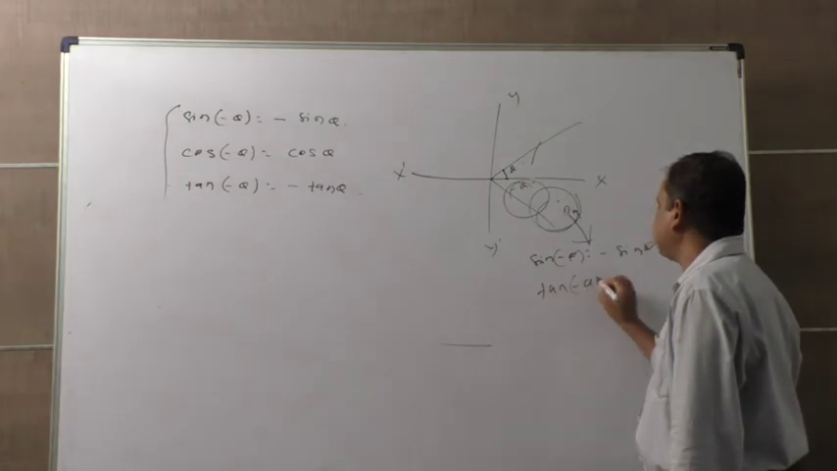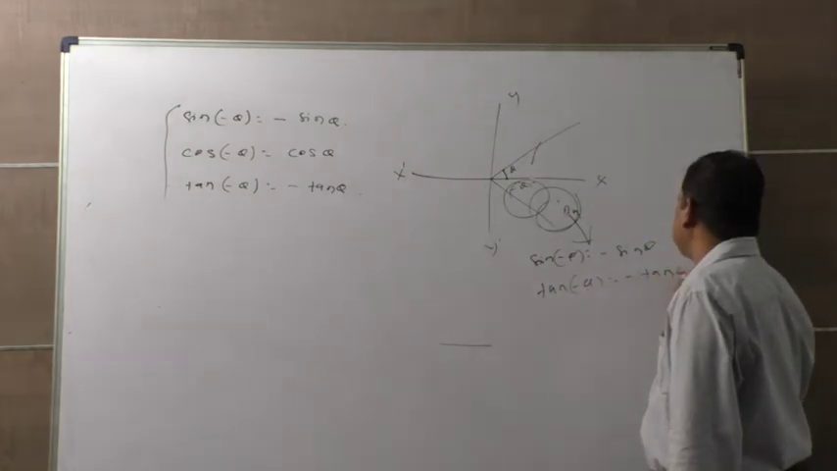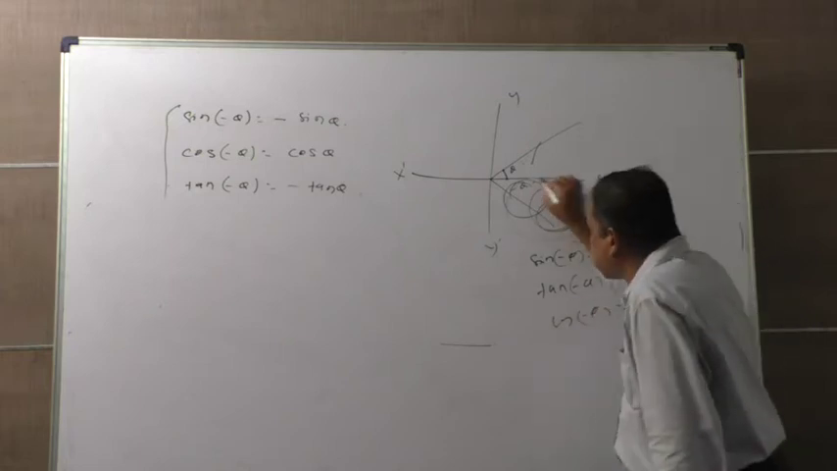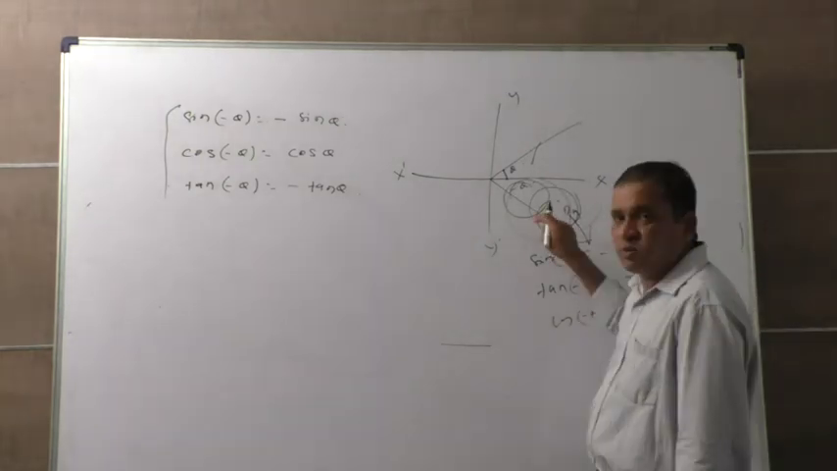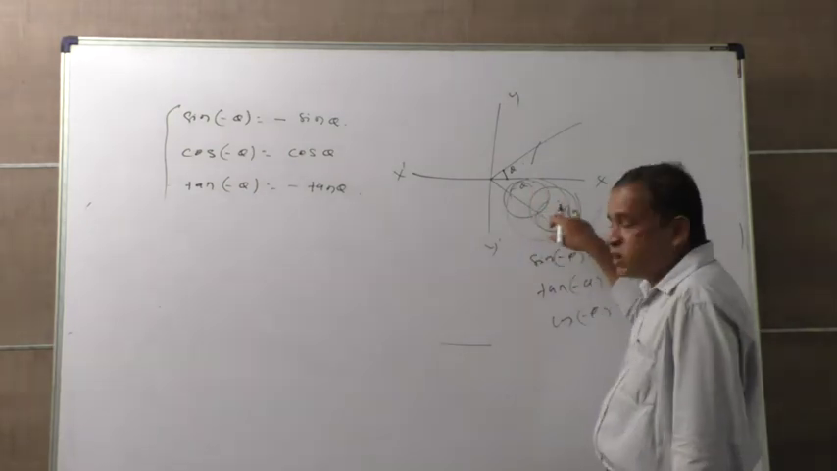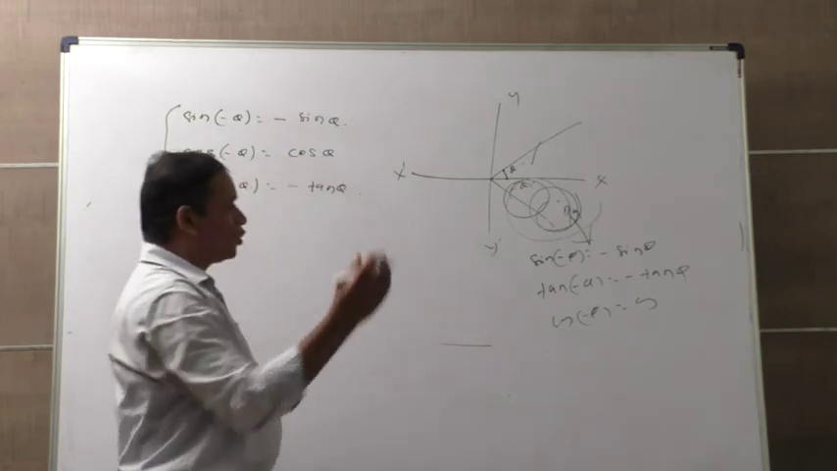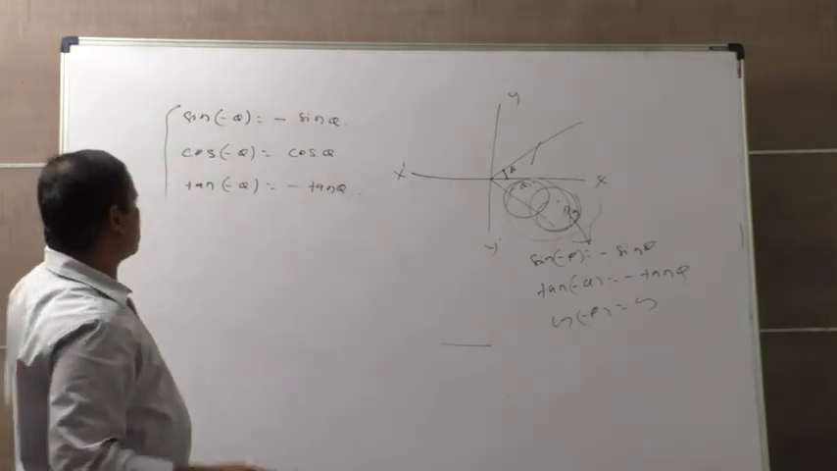Tan of minus theta is minus tan theta. But cos of minus theta is plus cos theta, because cos is positive in the fourth quadrant, and minus theta lies in the fourth quadrant. So sin negative, tan negative, and cos positive.